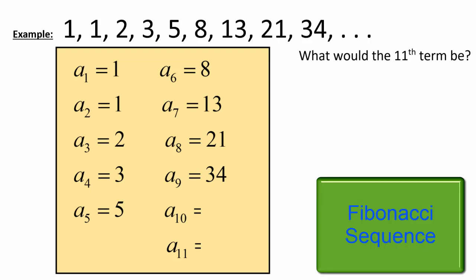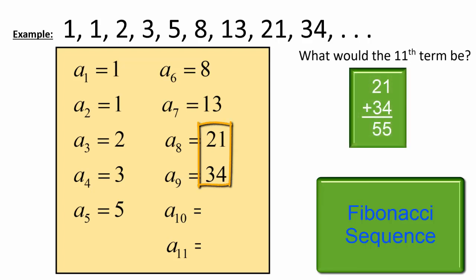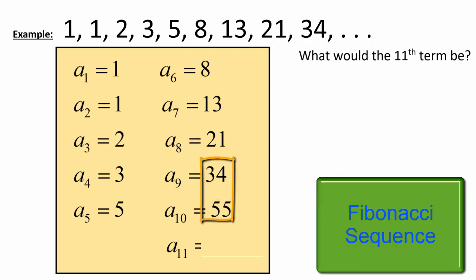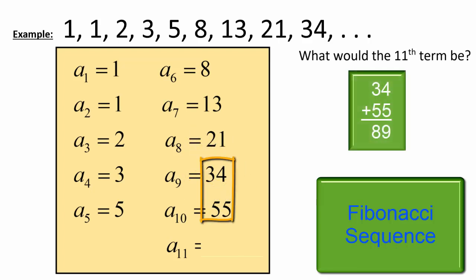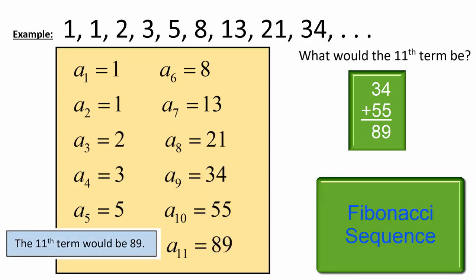Now how do we get a sub 10? Well, to get a sub 10, I would have to add the previous two terms of the sequence. 21 plus 34 is 55. So a sub 10 is 55. For a sub 11, I need to add 34 and 55, and we get 89. The 11th term of the Fibonacci sequence is 89.